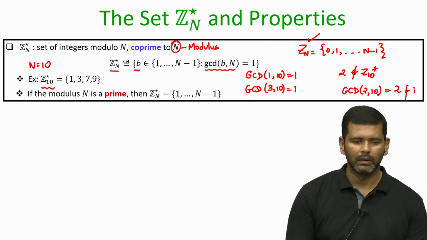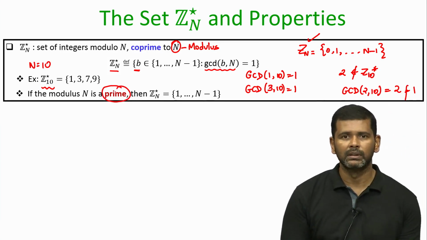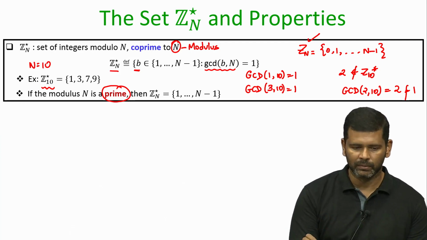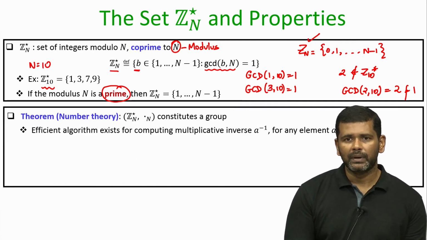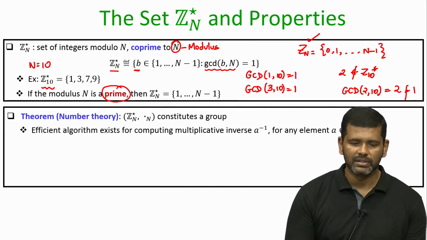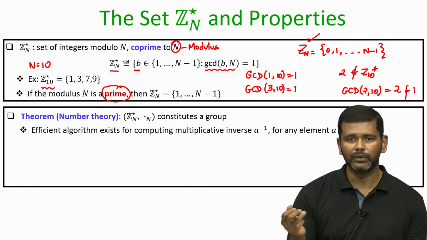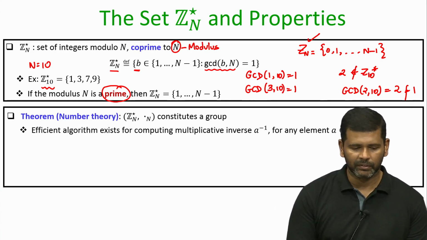Okay. And it is easy to see that if the modulus n is a prime number, then Zn star will have all the elements from Zn except 0. We have several nice properties related to the set Zn star. I will quickly state those statements. I will not be going through the proofs of these statements. Again, for the proofs you are referred to my NPTEL course on foundations of cryptography.